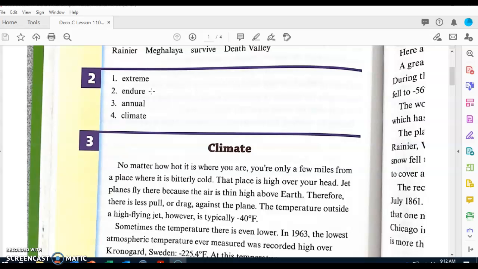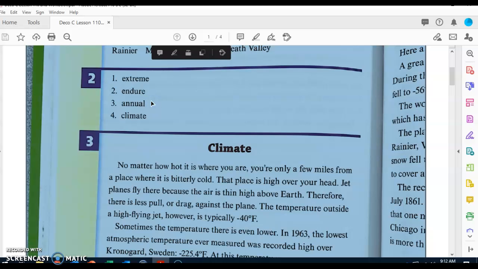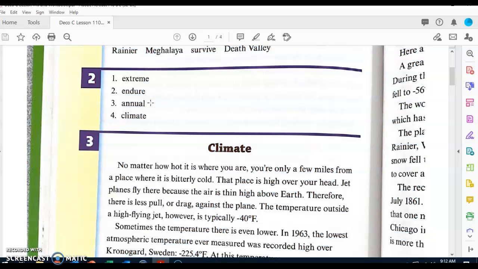When you put up with something unpleasant, you endure it. Now, number 3. What word? Annual. What does annual mean? Annual means every year. Number 4. What word? Climate. The climate is the weather conditions of a place. Everybody, what's another way of saying this city has excellent weather conditions? Get ready. This city has an excellent climate.